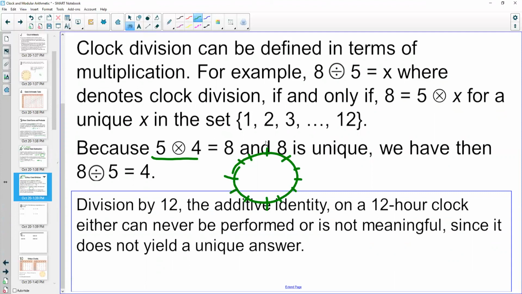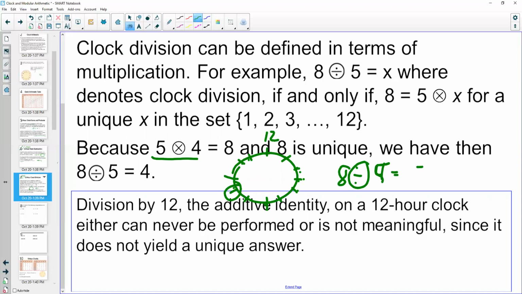So if we think about our clock, and here's the 12, I'm going to count 20 hours. 1, 2, 3, 4, 5, 6, 7, 8, 9, 10, 11, 12, 13, 14, 15, 16, 17, 18, 19, 20. 20 hours from 12 is 8, okay? That's the answer. So what that means is I also know that if I did 8 divided by 5 on the clock, it would give me 4.